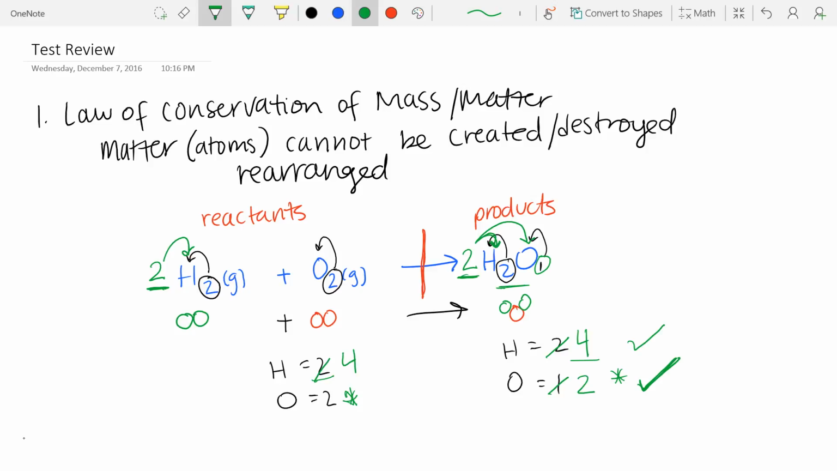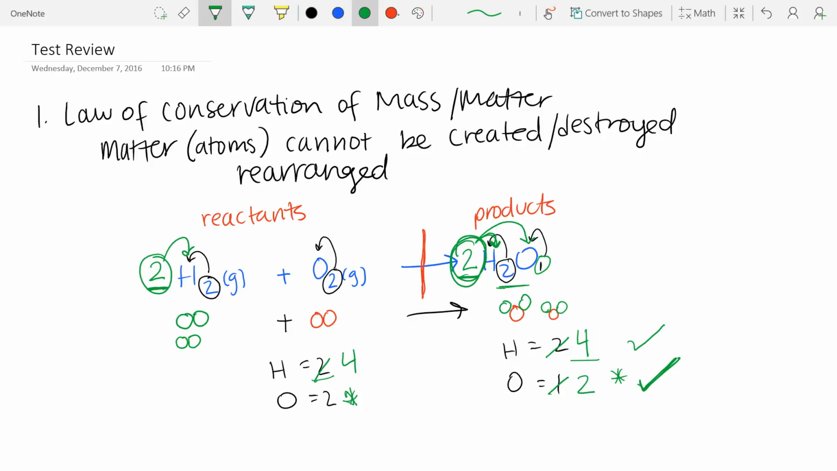Now how does this balance our pictures? Well, this 2 right here, my coefficient, tells me that I need 2 molecules of H2. So not only did I need this first one that I had already drawn, but I actually need a second one. And then this 2 in front of the water tells me that I actually need 2 of the water molecules. And now if I count those up, I can see I have 4 green circles on the left and 4 green circles on the right.